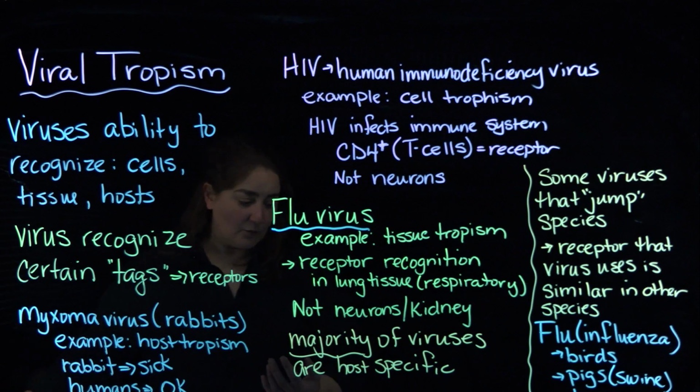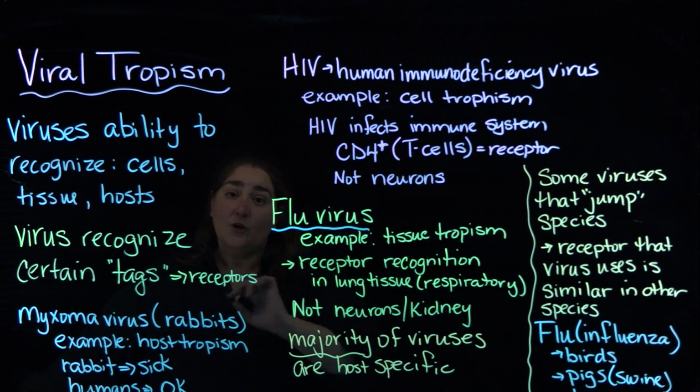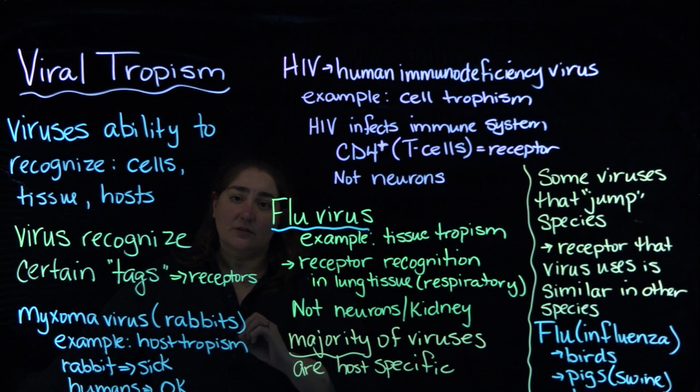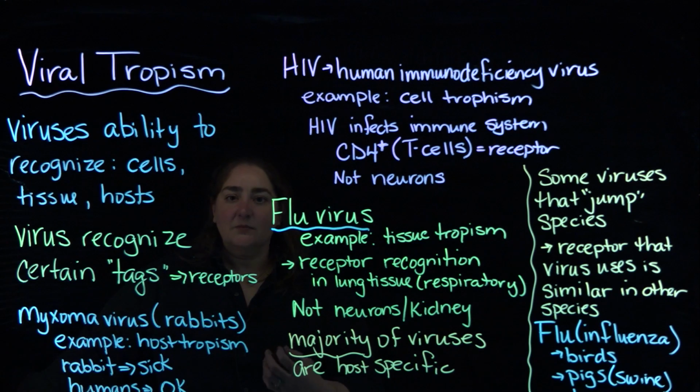So that's an example of host tropism where you can have things go from different hosts, all right? But typically with tropism, we're talking about recognizing specific receptors that are associated with the virus. And that's what makes them specific, and that's what tropism gets at, okay? Hopefully that makes sense. If you have any questions, please let me know.